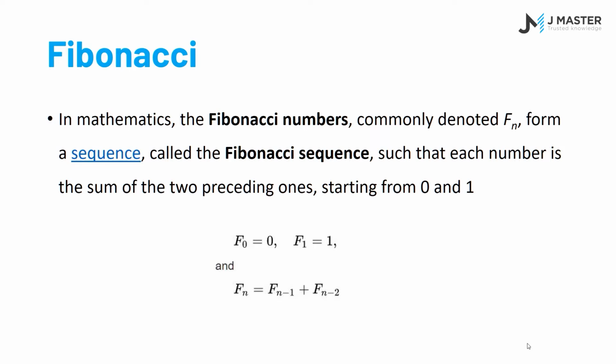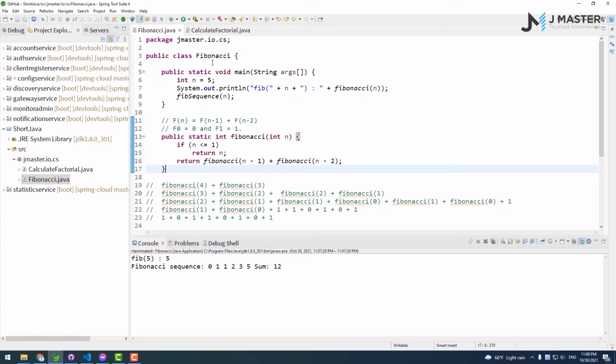Now, we will challenge Fibonacci with Java code. We will calculate Fn, then print Fibonacci sequence on screen and the sum of numbers in the sequence. Let's start with coding. First, we create a new class named Fibonacci in the package JMaster.io.cs. In the main method of the Fibonacci class, initialize n equals 5, or you can enter any number.